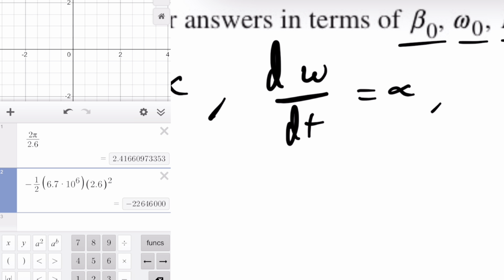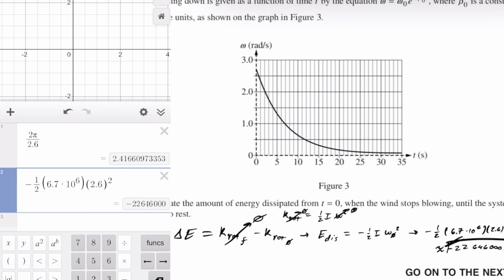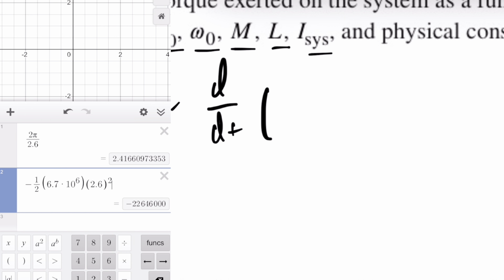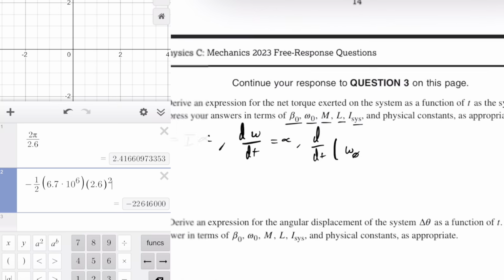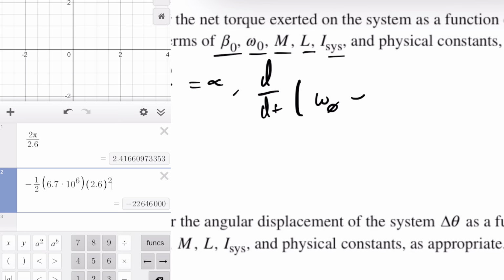So I'm going to, oh my gosh, d dt. Kind of like the beginning of this exam, we're going to take the derivative of a velocity function to get to an acceleration function. So alpha, angular acceleration, the derivative of W naught e to the negative B naught t.